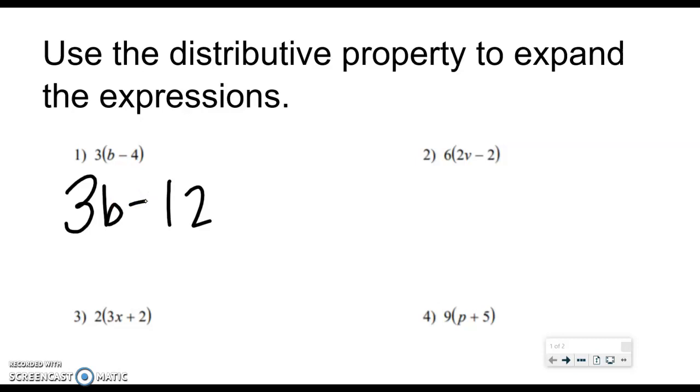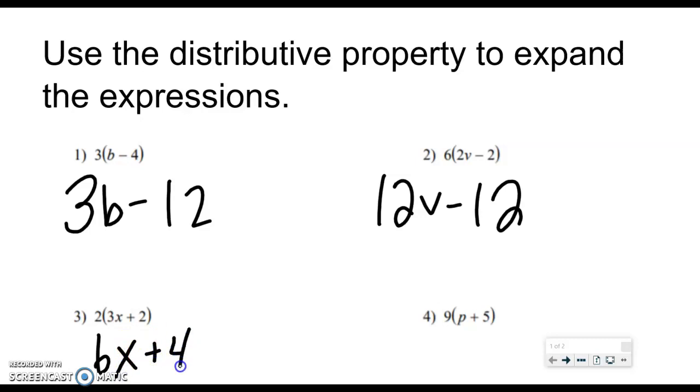In number 2, I've got 6 times 2v, so that would be 12v. And then 6 times 2 is 12, again with subtraction. So 12v minus 12. So just remember, you have to make sure that you're expanding the 6 times both of the numbers. I think there were some people, when we first did this, that were forgetting about multiplying it times that second number in parentheses. So number 3 would be 6x plus 4, and number 4 would be 9p plus 45.